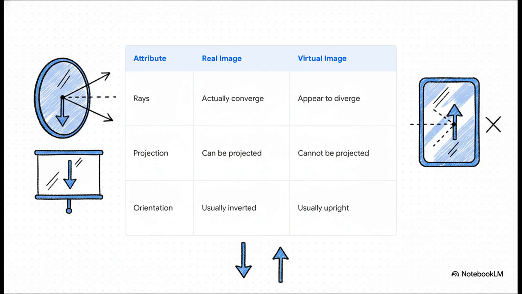It's creating a real image on the screen. These are usually flipped upside down. But a virtual image is what you see in your bathroom mirror. The light rays don't actually meet behind the glass. They just look like they're coming from back there. Your brain fills in the gaps. You can't put a screen there and see the image. And these are usually upright.